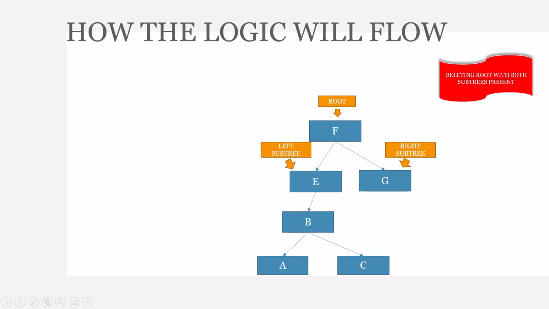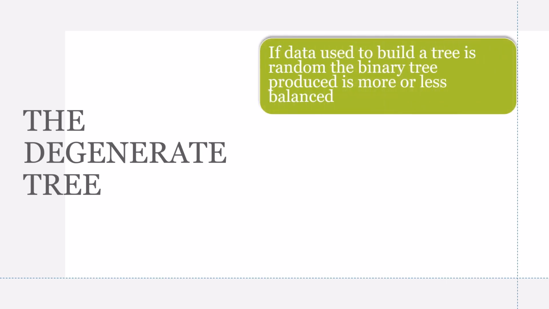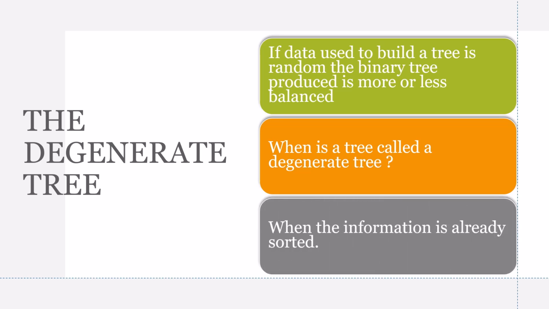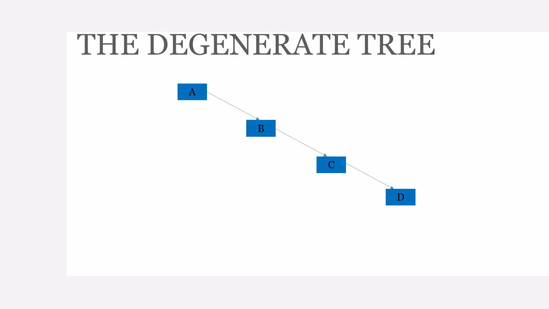Now moving on. The degenerate tree. So what exactly is a degenerate tree? Normally, if we supply data that is random, we are more likely to get a balanced tree. So how does a degenerate tree come about? This happens if we provide information that is already sorted. It's possible to readjust this tree to make it more balanced, but that requires advanced programming algorithms beyond the scope of this course. But just for you to understand, this is what a degenerate tree would look like.